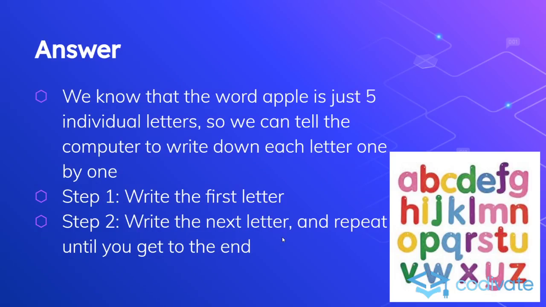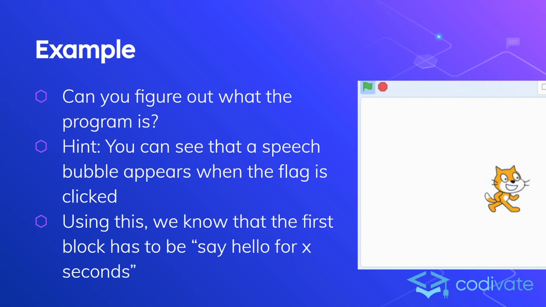So now we are going to move on to Scratch. And here we have a program that's just a GIF of the Scratch cat. That's our output. That's what the program does. And we have to figure out what the program is for this cat. So, hint is, you see the moment the green flag is clicked, a speech bubble appears. So, we can deduce that the first block has to be a say hello block, because the cat says the word hello.